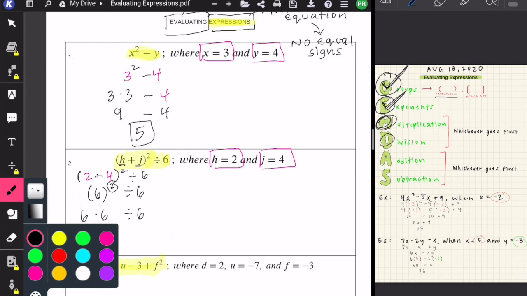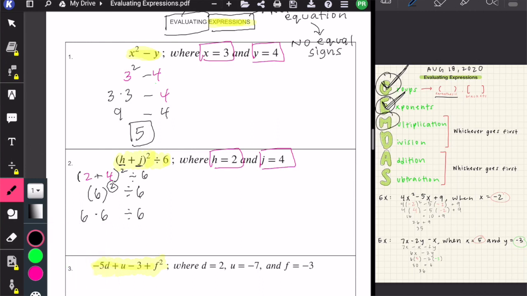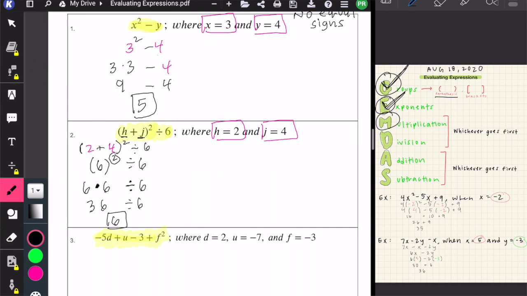So we're going to do the multiplication first. Because multiplication is right before the division sign, you read from left to right. Here we go, 6 times 6 is 36, divided by 6, which is the same as 6. Kaboom! 6 is the simplified expression of our original expression.